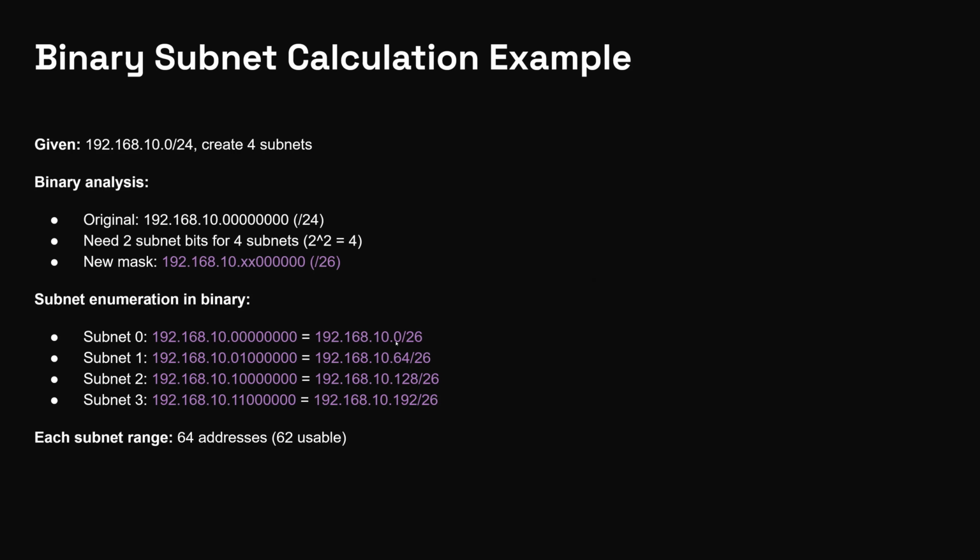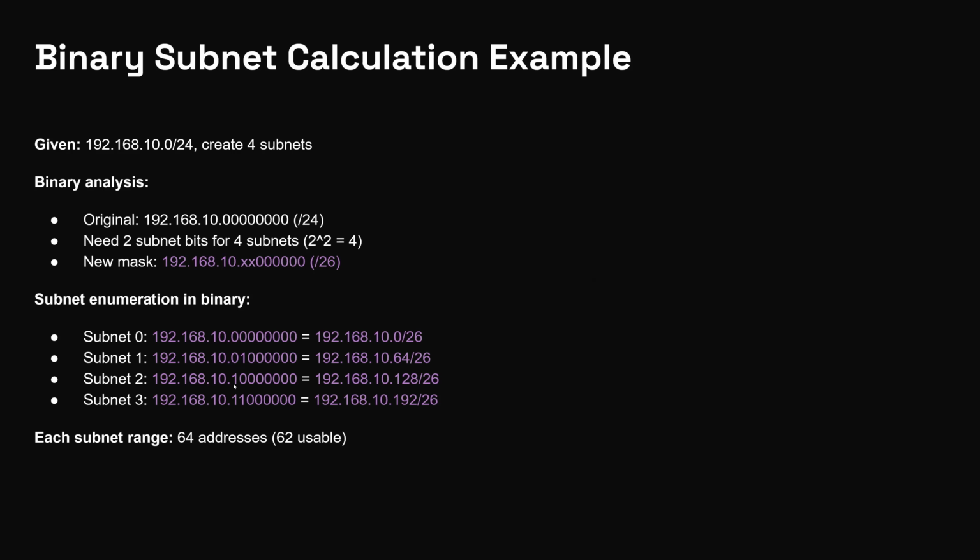This will go from 10.0 up to 63, right? Again, we have to account for 2 IP addresses: one for our network ID, and the last one for our broadcast address. So in reality, this will be 62 usable addresses, although it says 64. Then our next subnet, in binary, will be 0, 1, and the 1 indicates 1 in decimal. So it will give us 192.168.10.64, and the subnet CIDR again is /26.